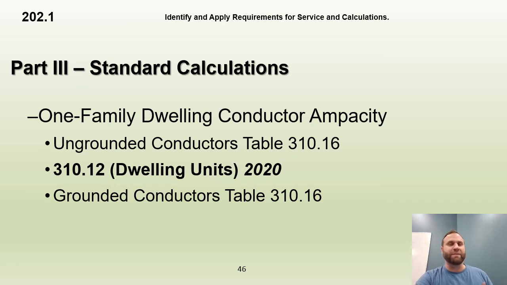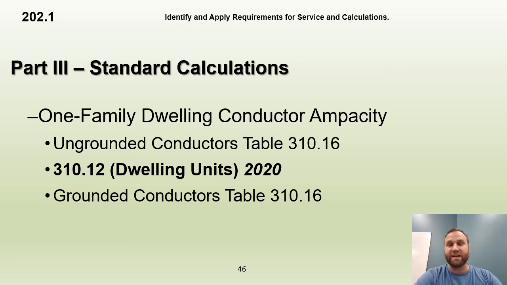310.12 a and b give me permission, as long as I don't need to make any kind of correction factors, to reduce my dwelling unit feeder to no less than 83%. However, and I believe I misread this in class the other day, so I'm going to correct myself here a little bit. At no given point is my conductor allowed to be sized smaller than the load expected to be upon it.